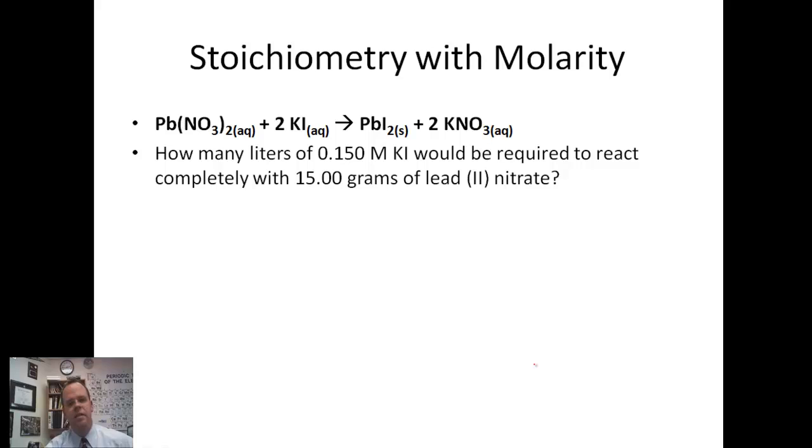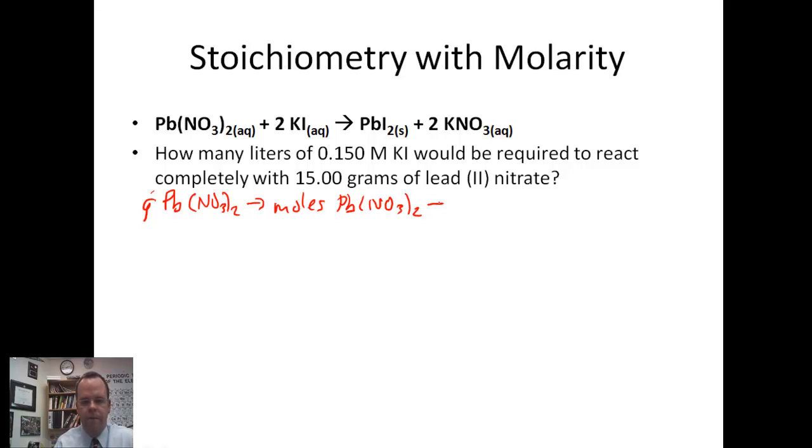Now we can take this into stoichiometry and use molarity within stoichiometry. Here's a question: how many liters of 0.150 molarity KI would be required to react completely with 15 grams of lead-2 nitrate? So in this case, we're going to want to go from grams of lead-2 nitrate, Pb(NO3)2. We're going to have to convert that to moles. Remember, any stoichiometry, the first step, if you are not in moles, is to convert to moles.